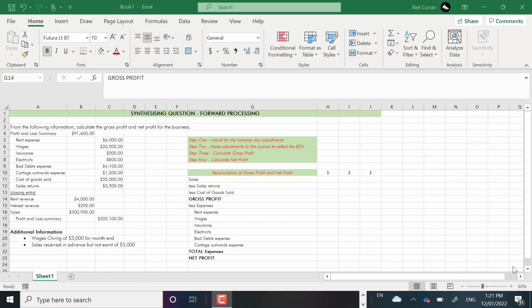This podcast illustrates forward processing, where you have been given a question that involves you to calculate the gross profit and also the net profit. You have been given some information with regards to closing entries of journals that the client did previously. Now what you're going to have to do here is have 4 steps.